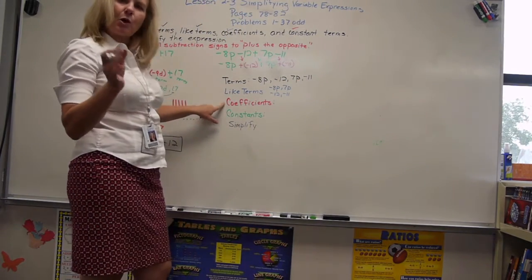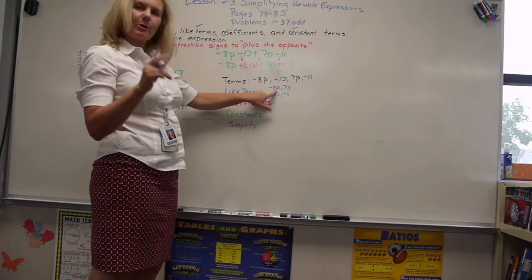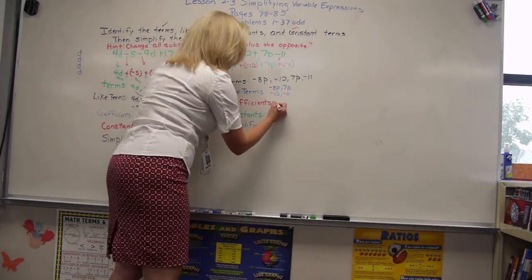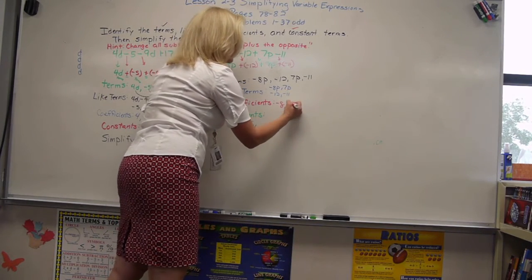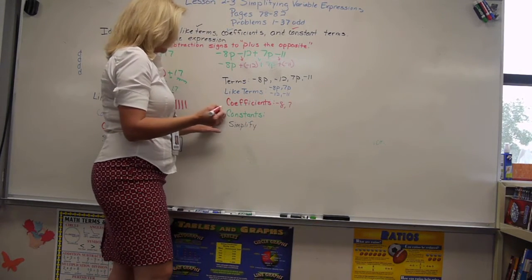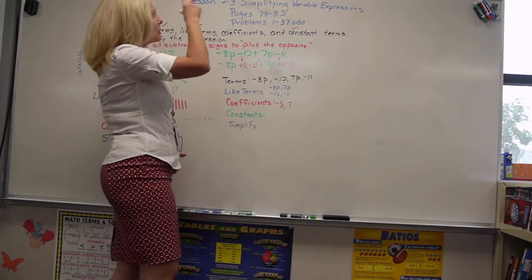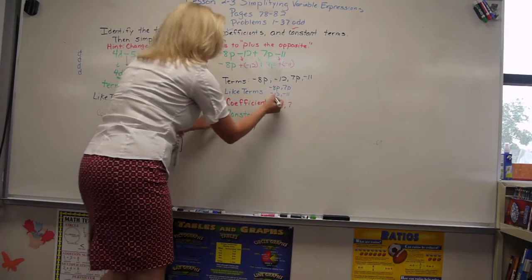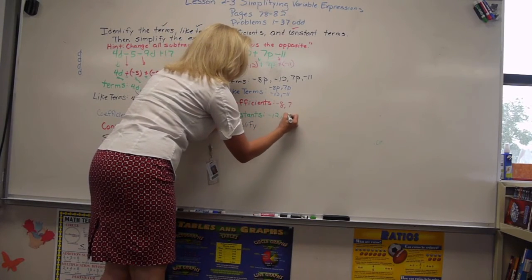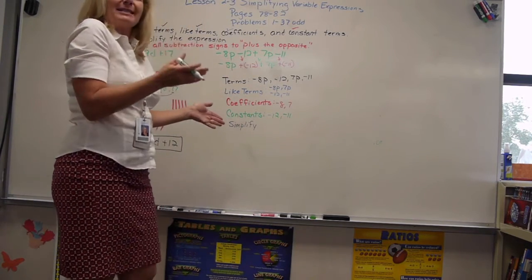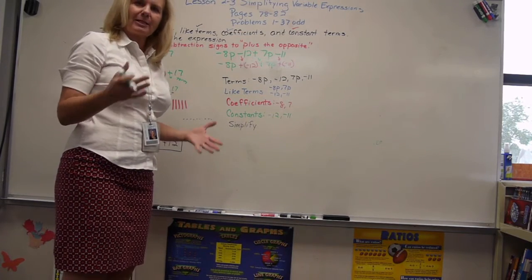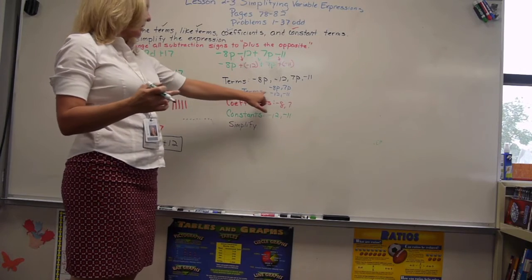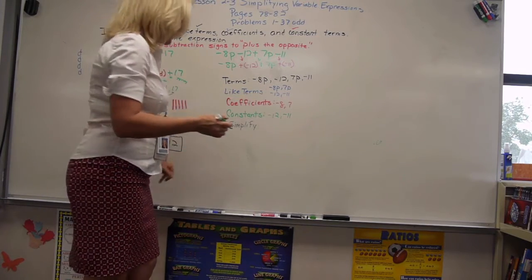Now my coefficients only go with the variable and it's only the number. So when I look at my coefficients, I see a negative 8 and I see a positive 7. When I go for my constants, it's only the numbers we see on the number line. So when I look at my constants, I see a negative 12 and a negative 11. And then when I simplify it, this is where I'm going to use my algebra tiles. And remember, variables go with variables, constants go with constants. So these like terms really help me pull that together.